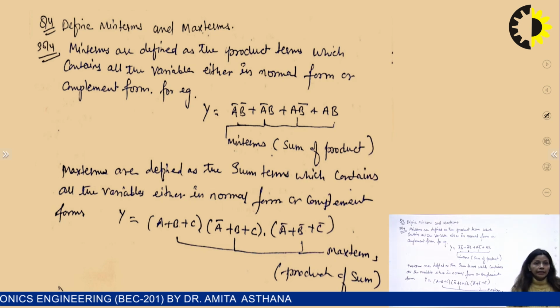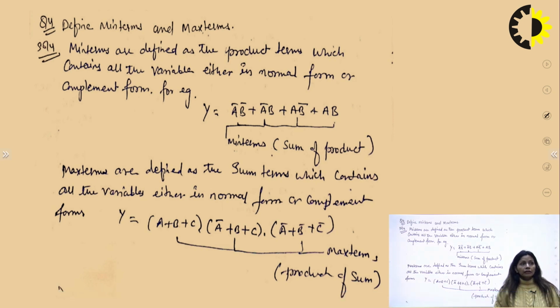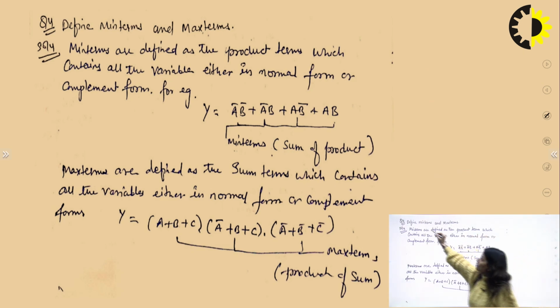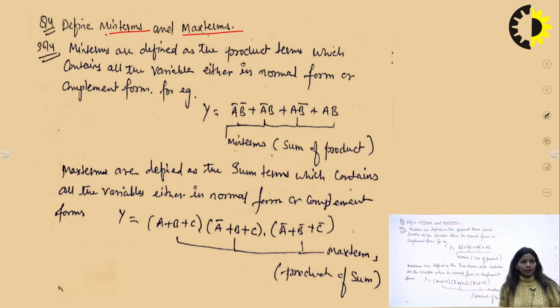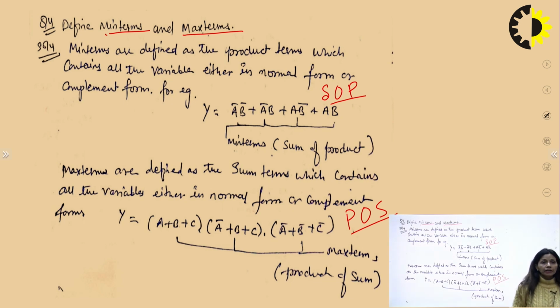Now the next question is from Unit 4, Digital Electronics, and they ask to define min terms and max terms. We have to define min terms, and then max terms. Min terms relate to sum of products, SOP, as we have already studied in many previous lectures, and max terms relate to product of sums, POS. Always give an example for SOP and POS.